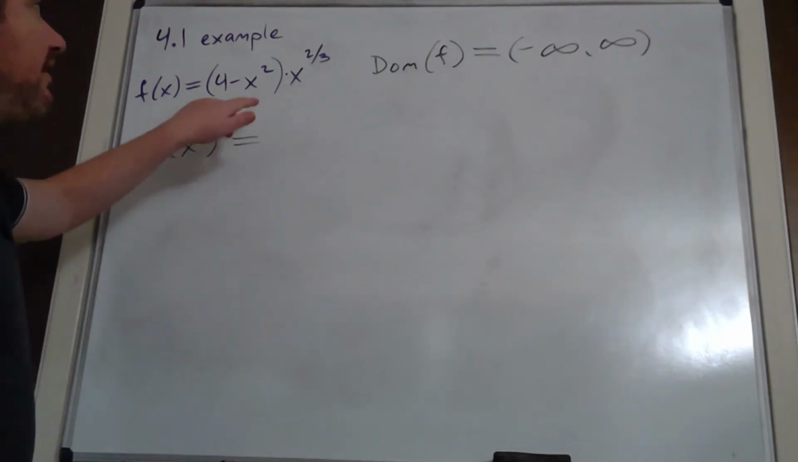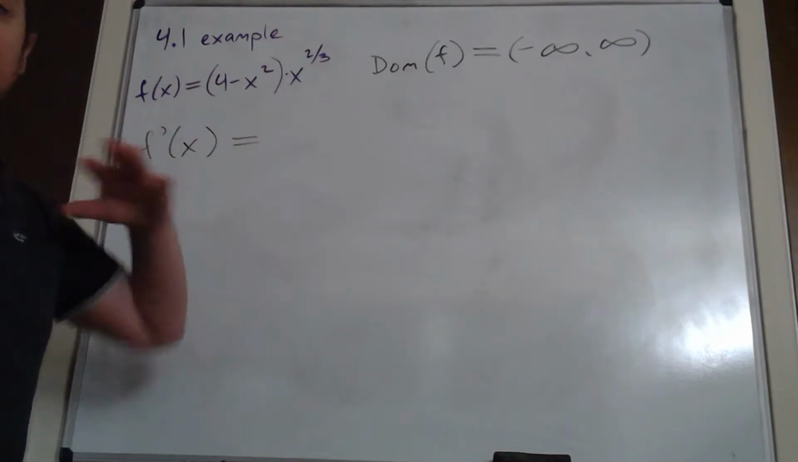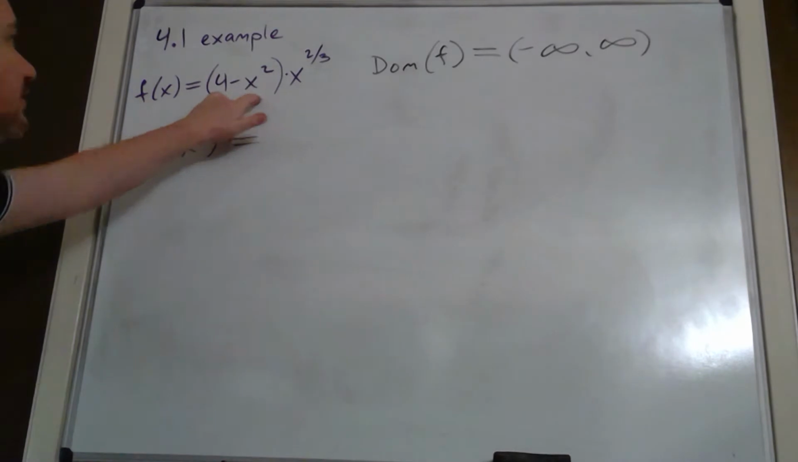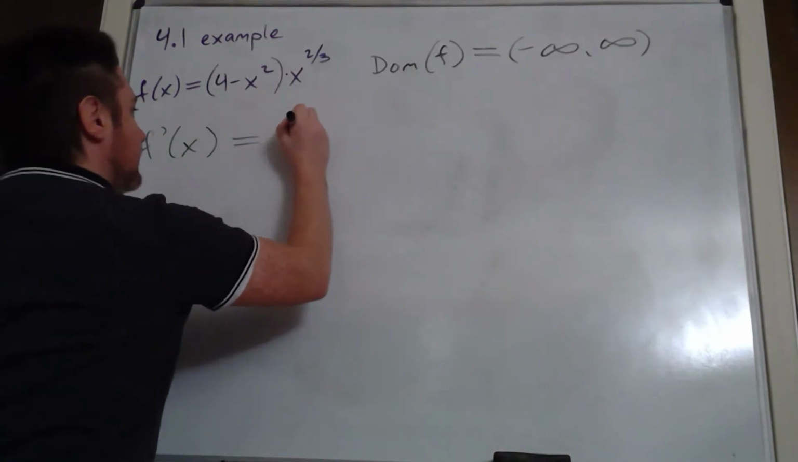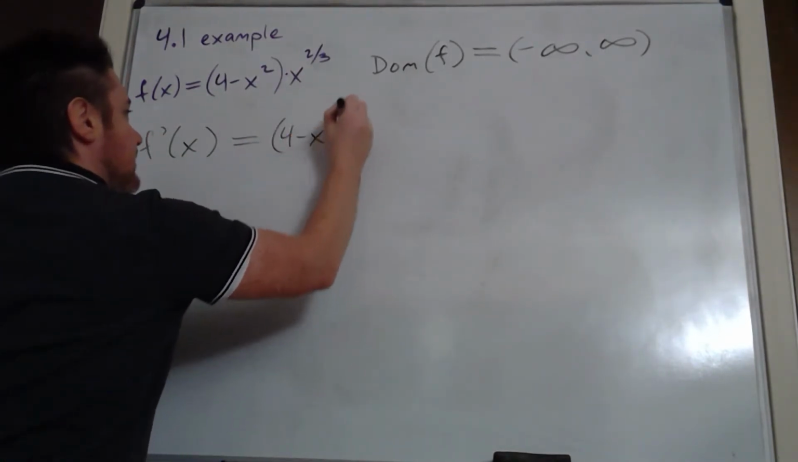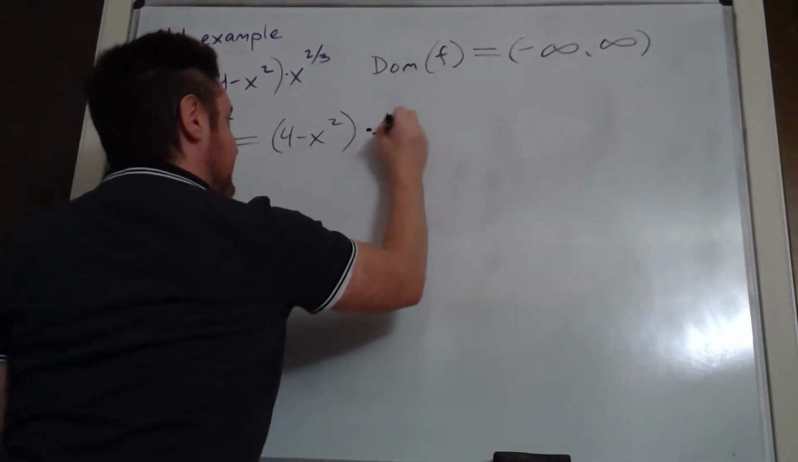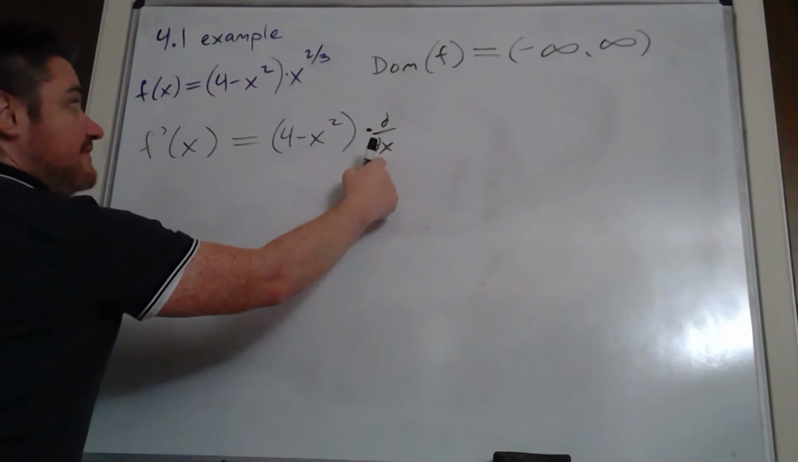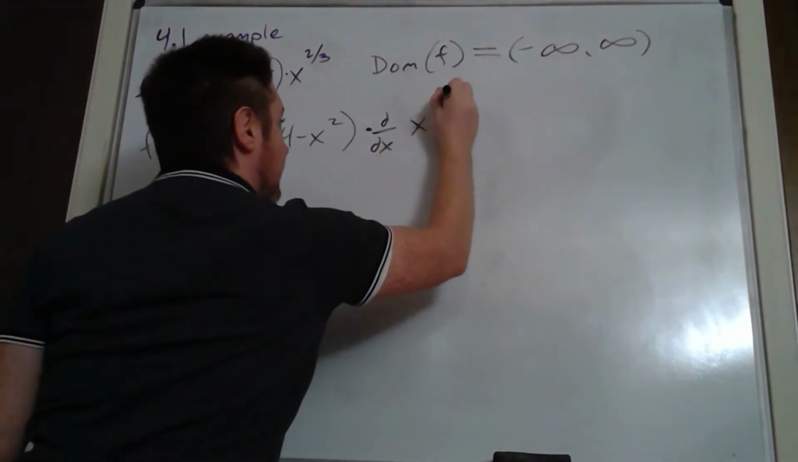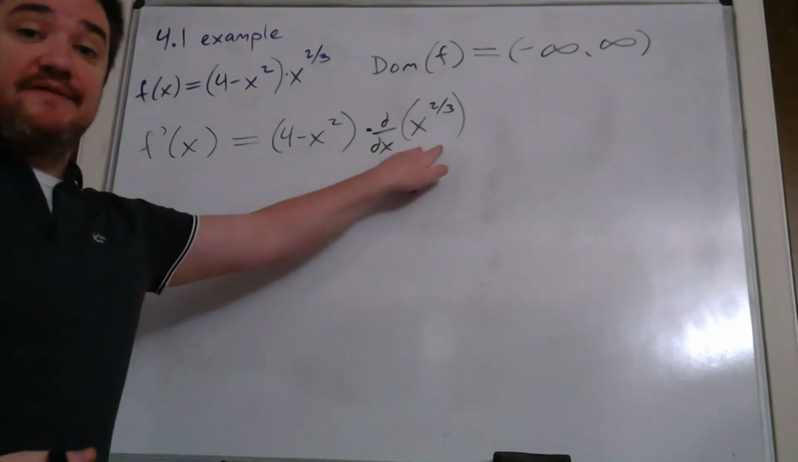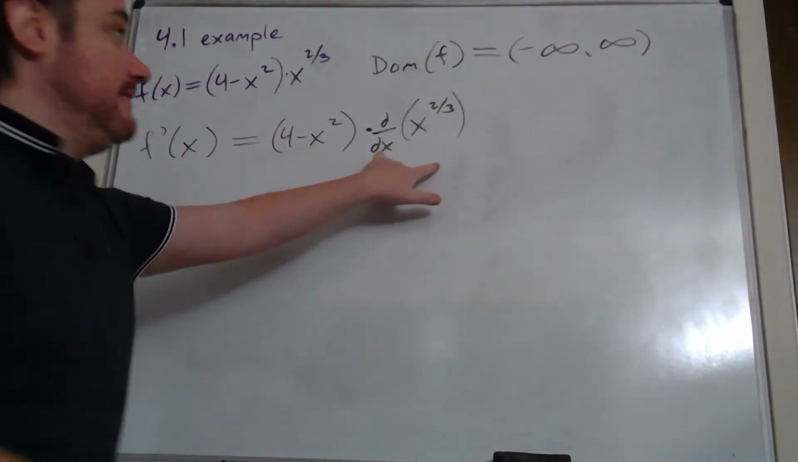We know product rule is one of the original functions times the derivative of the other function, and then plus the opposite scenario. So let's say the original first function, 4 minus x squared, times the derivative of the second function. Let me do it step by step just to demonstrate what we're doing. Times the derivative of the second function, x to the 2/3. As I've emphasized in the past, I haven't taken the derivative yet. I'm just indicating that I will take the derivative of that.